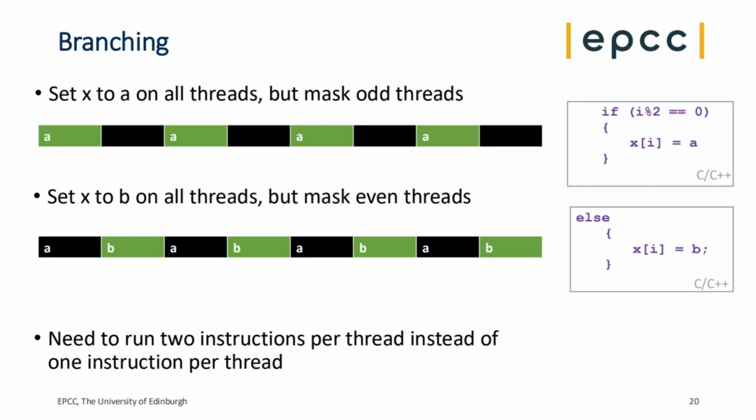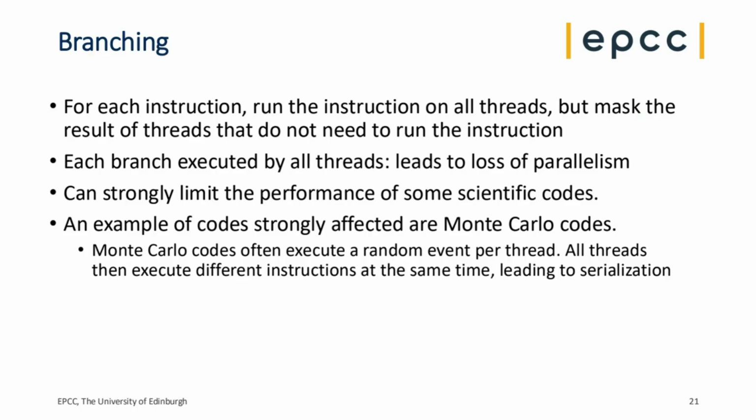And then for the assignment of B, you're doing the same thing, but now you're masking those array elements that have an even index value, but that's already been set to A, so that's okay. So you're running 2 instructions per thread instead of 1 instruction per thread. So it'd be really worth thinking about refactoring your code so that you didn't have any branching, because otherwise you are going to get a hit with performance.